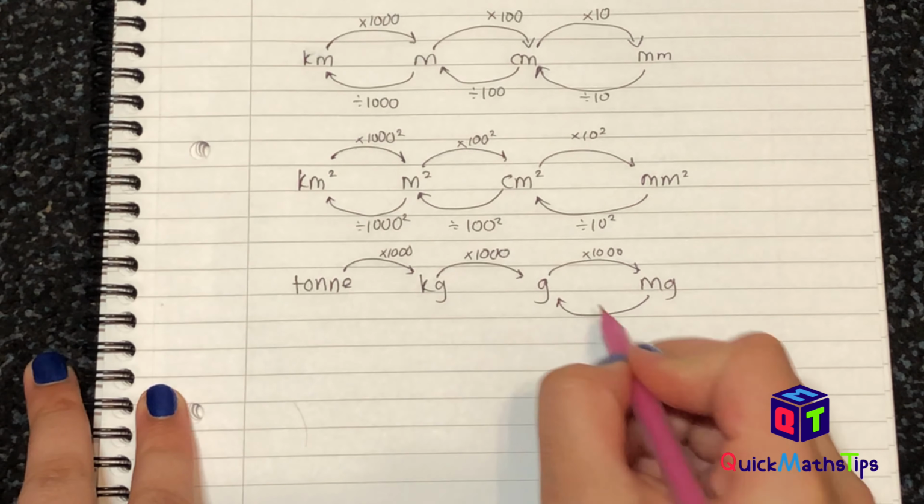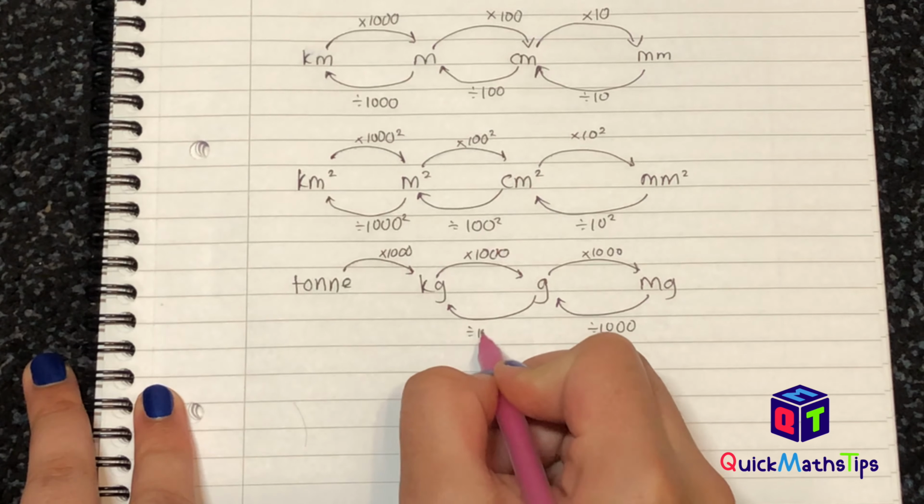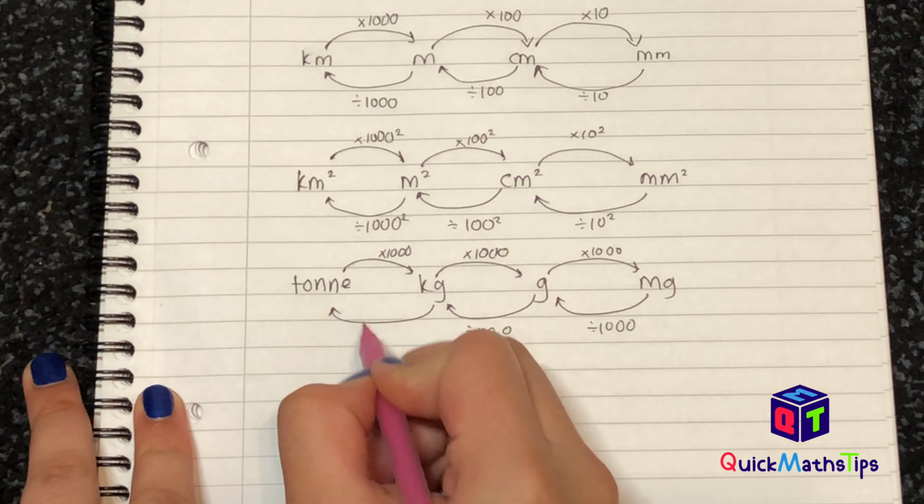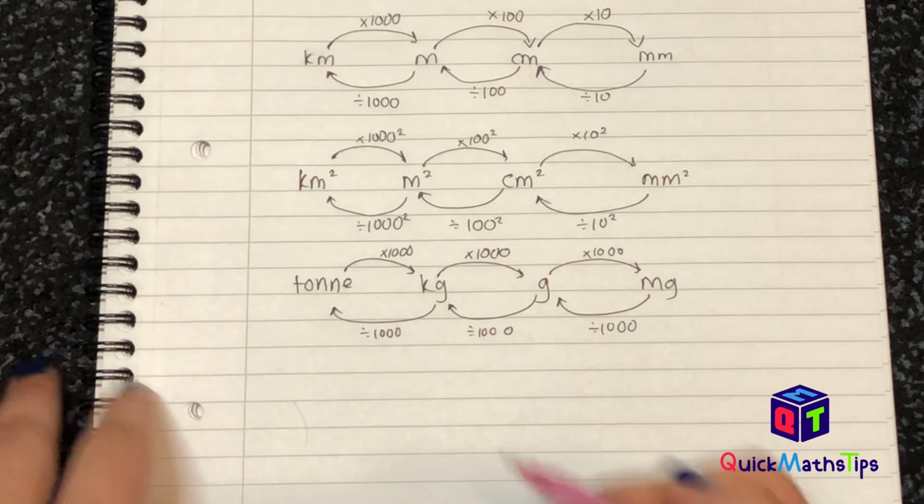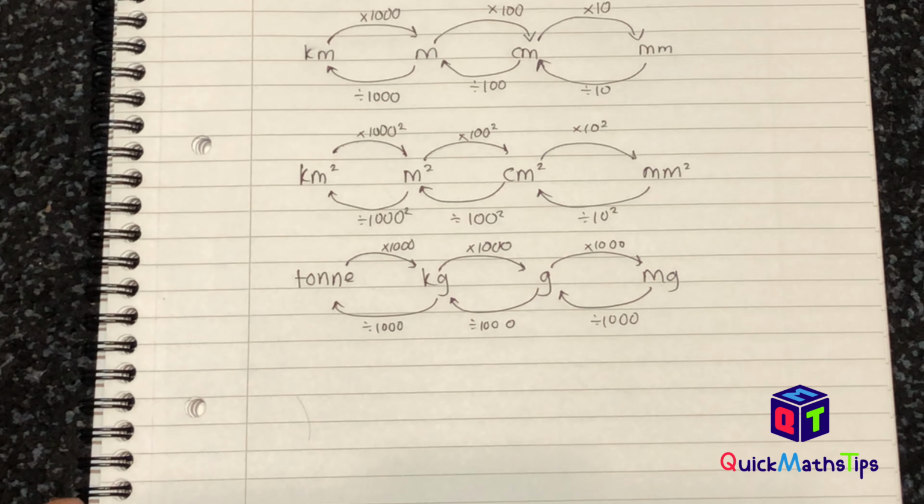The opposite way, from milligrams to grams, divide by 1,000. If you're converting grams to kilograms, divide by 1,000. Kilograms to tons, just divide by 1,000. Okay, that's mass. Last but not least, we've got capacity, okay?